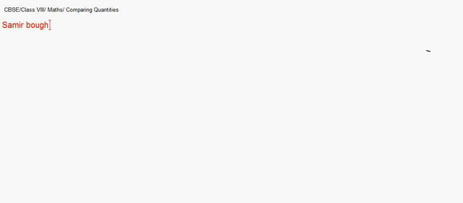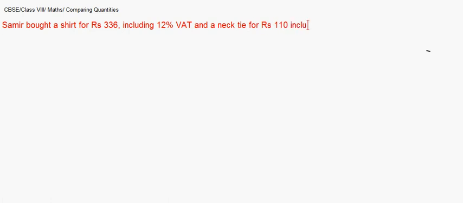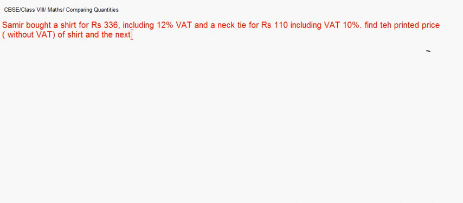Sorry, it's Samir bought a shirt for rupees 336, including 12% VAT, and a necktie for rupees 110, including VAT 10%. We have to find the printed price, that is without VAT, of the shirt and the necktie together. So we will calculate first separately for the shirt and the necktie, then we can add them up.